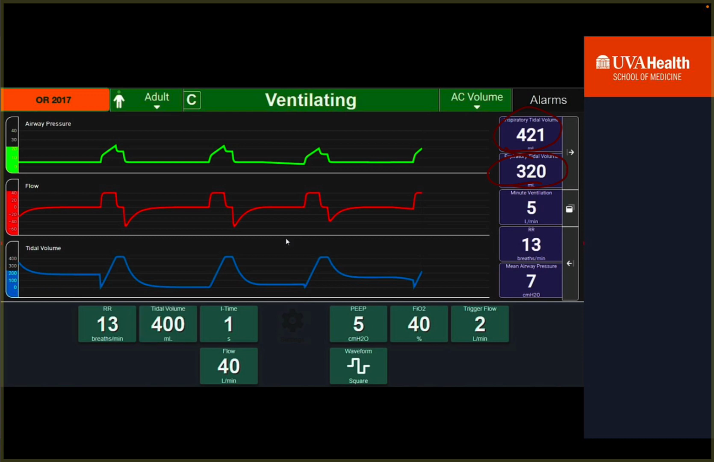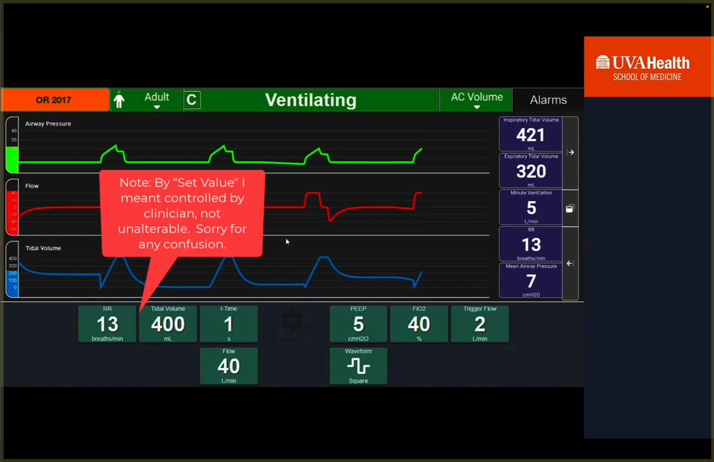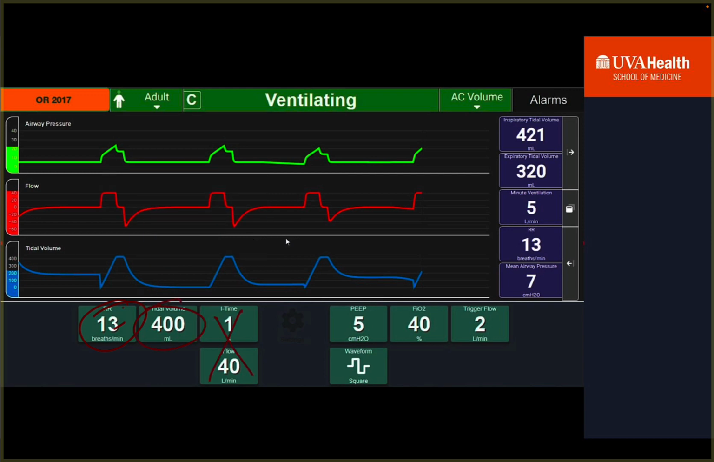Let's look at some of the controls that have been used. So the respiratory rate is a set value. Tidal volume is a set value. We're not going to really worry about these parameters at this time. We've used 5 of PEEP for some of the reasons we've talked about in class. This patient should not require a very high FiO2, so we're going to start at 40%. Trigger flow is just what effort would be required on the part of the patient to generate their own synchronous ventilation from the ventilator.